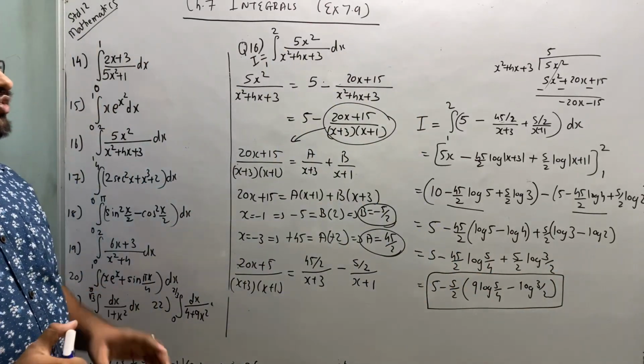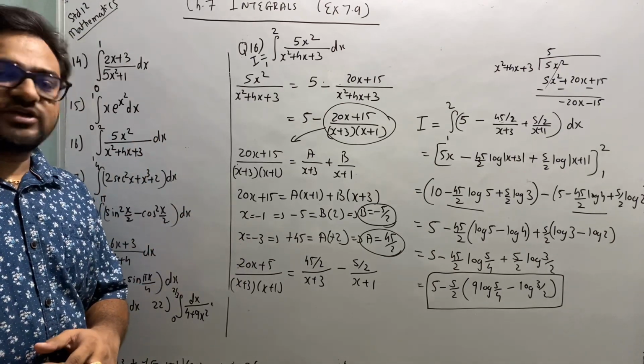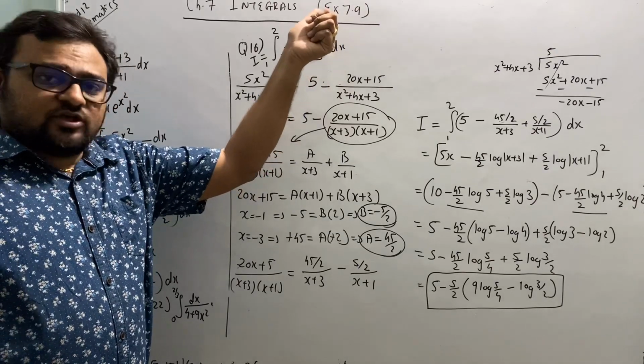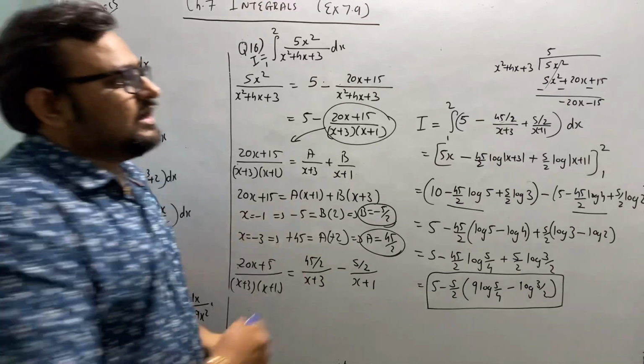So this was question number 16. Clear? So I'm repeating what I had done. As the degree was same, you know that when the degree is same, what we do is we divide it. So I had divided it.